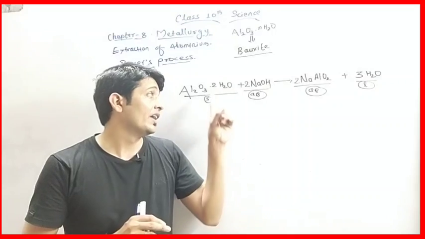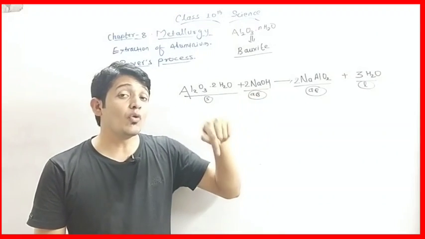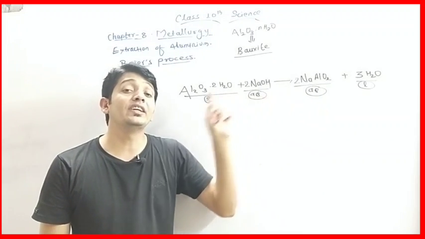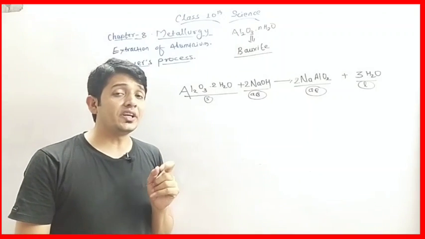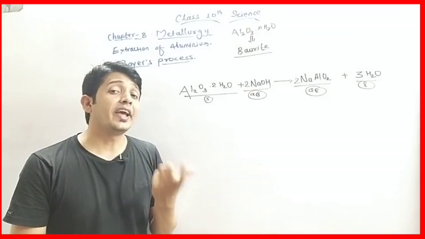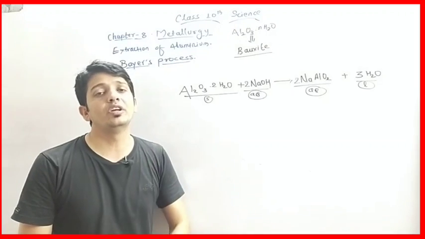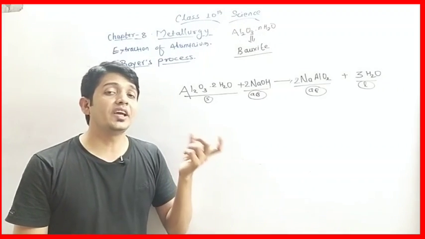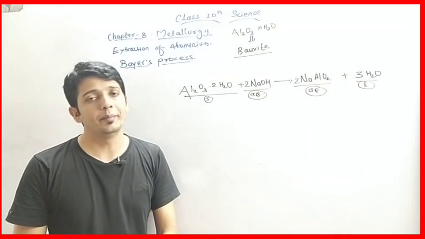Okay, what is happening? Alumina oxide will dissolve in sodium hydroxide, then it will form an aqueous solution of NaAlO2, that is sodium meta-aluminate. But the impurity like ferric oxide, which is insoluble in sodium hydroxide, remains in solid state or solid form, and we can separate these impurities with the help of simple filtration method.